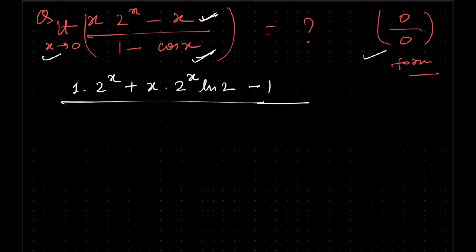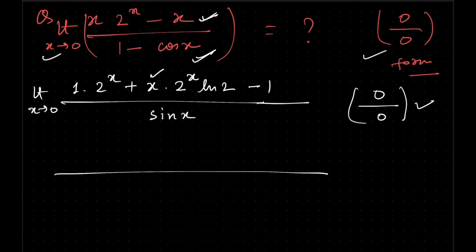In the denominator we will get 1 minus cos x, which will become sin x. So now let's put x as 0 and see what you are getting. In the denominator you will get sin 0 as 0, and at the numerator I think you will get 1, and 1 minus 1 is 0, and here also you will get 0. So 0 by 0 form again. So you have to keep on differentiating until you get a determinate value, as we have studied.